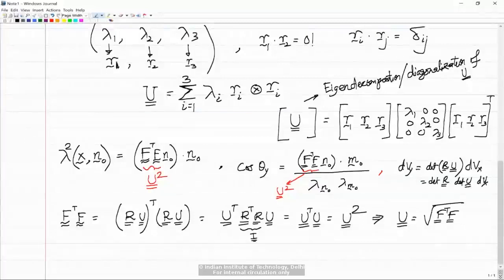But R being a rotation tensor, the determinant of R is simply 1, right? Which is finally det U into dvx. So even here you see that only U is appearing. So the rotation part is not appearing. It is just U which is appearing in these formulas for change in length of line elements, change in angle between line elements, and change in the local volume. It's just the U part that is appearing.